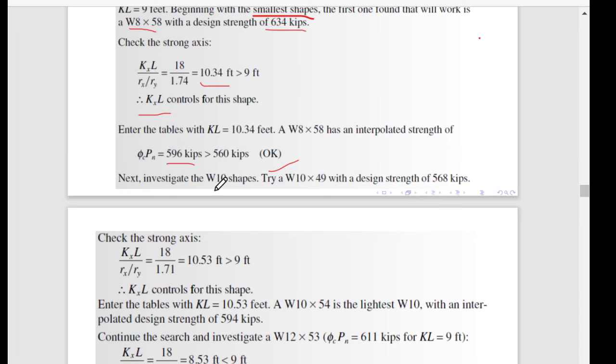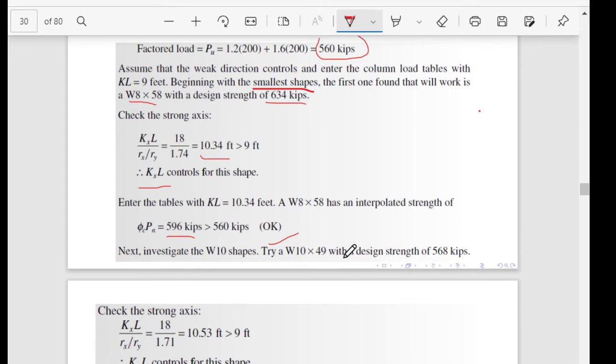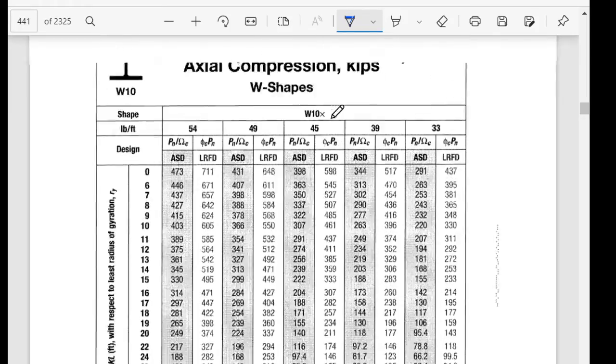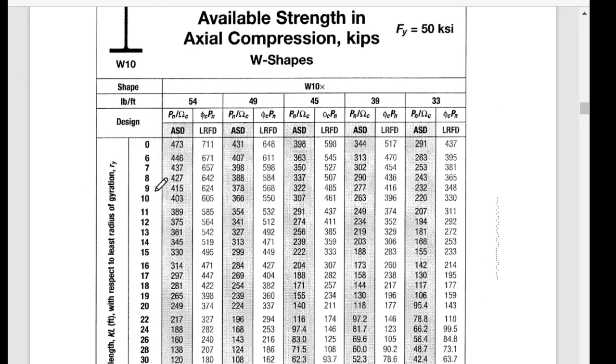So next, investigate the W10 shape. Try the W10 by 49. Since our KL, we assume again that KL is 9 feet. So if we look at W10, then we have KL equal to 9.